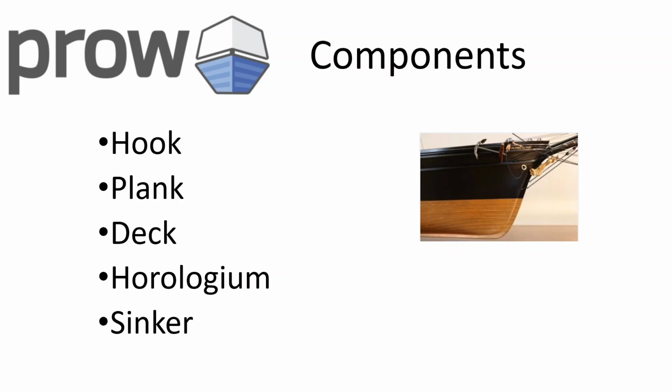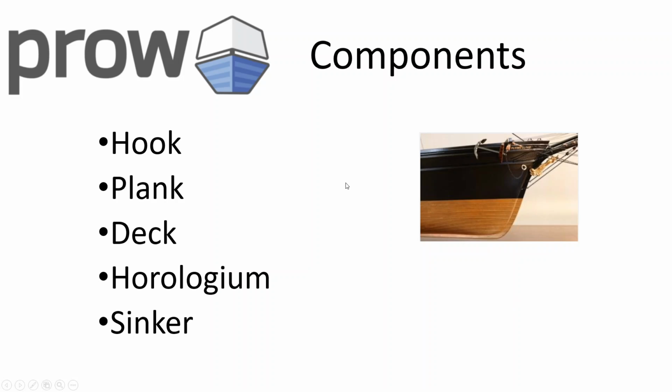Then we have this term horologium. It is a form of ship clock related to a constellation, and it's an ancient navigation concept. In the realm of Kubernetes, it is a component that processes periodic jobs only. And then the last salient one is sinker. It is just another shipping term, but in Kubernetes terms, it is responsible for cleaning up old jobs and pods from the cluster. So basically, it does the garbage collection.